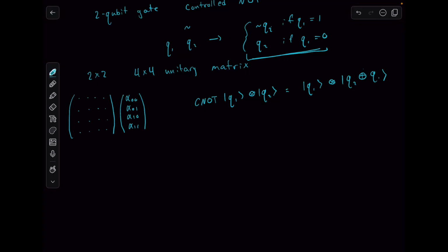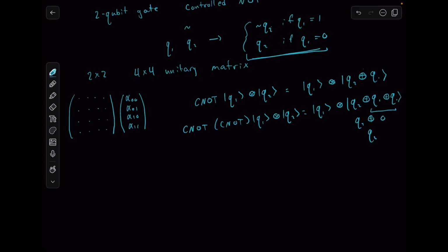So now let's see what happens if we apply this CNOT gate twice in a row. And we'll find that it is indeed reversible, because the outcome of this is Q1 tensor Q2 XORed Q1, but then again XORed Q1. And anytime you XOR something with itself, you get back 0, and then Q2 XORed with 0 is just Q2. So it takes it back into its initial state, and this CNOT transformation would indeed be reversible.